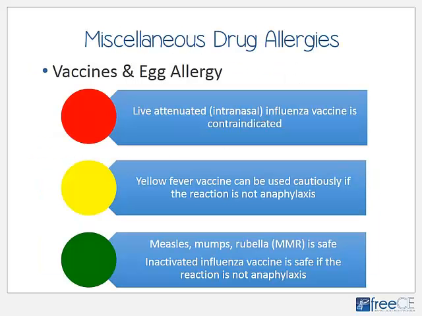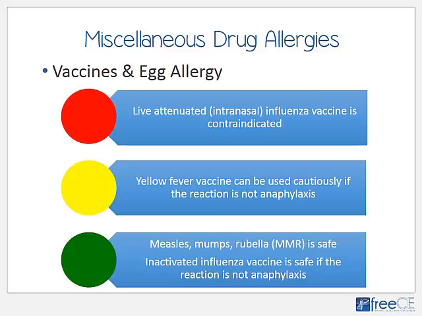Okay, most reactions to vaccines are going to be the immediate IgE-mediated, or type 1 reactions, and the symptoms may involve the skin or the respiratory tract or the cardiovascular system. You can have some delayed reactions, so at least be on the lookout for these, but they're less common. The live attenuated or the intranasal vaccine for influenza is contraindicated in people with an egg allergy, especially if they have anaphylaxis, it's especially risky for them. Yellow fever, however, can be used cautiously if the reaction to eggs is not anaphylaxis.